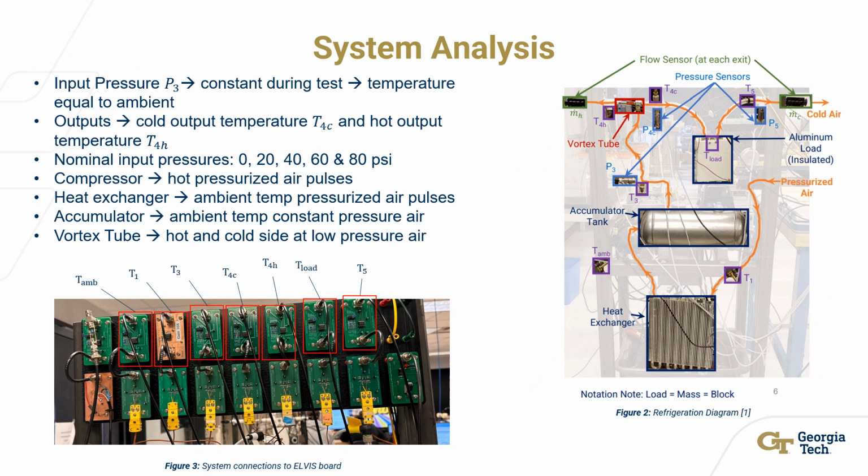Here we can see a diagram of the system and connections of the sensors to the ELVIS board. The vortex tube separates compressed air into hot and cold uncompressed streams. The pressure input is at station 3 and is kept constant during the test using an accumulator tank. Using a heat exchanger, the temperature at this point is equal to ambient temperature.